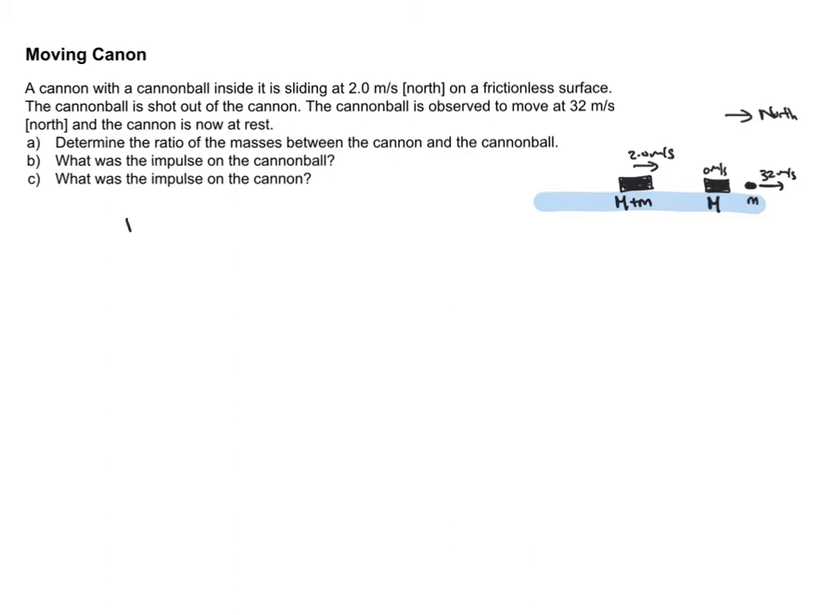I'll say the total momentum before the cannonball gets shot out has to equal the total momentum after the cannonball gets shot out. That's the conservation of momentum. So the momentum before they got shot out would be mass times velocity, but it's the total mass, because both the cannon and the cannonball are moving together at 2 meters per second. I'll just put 2.